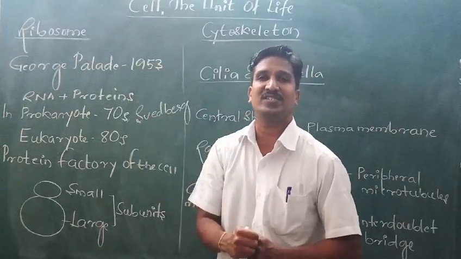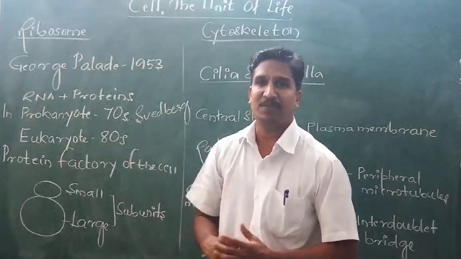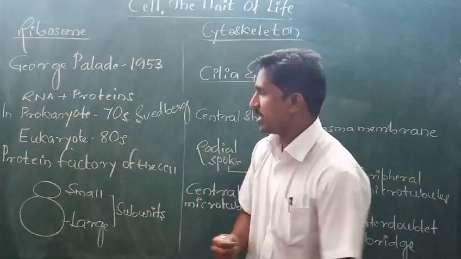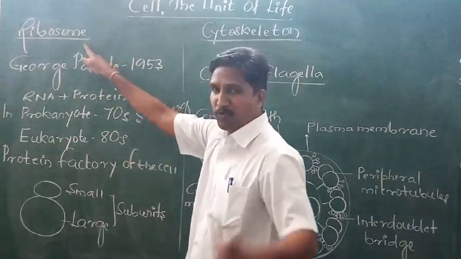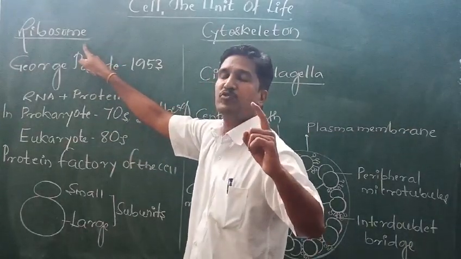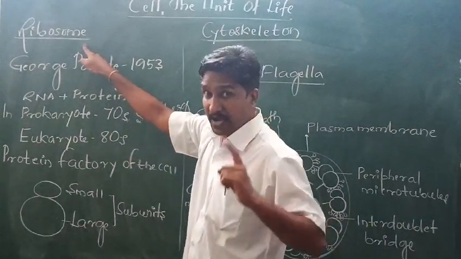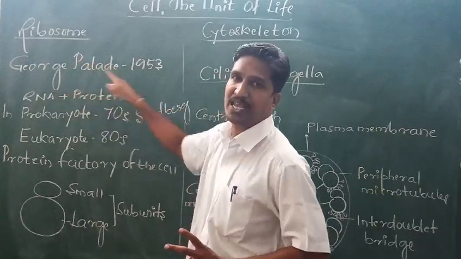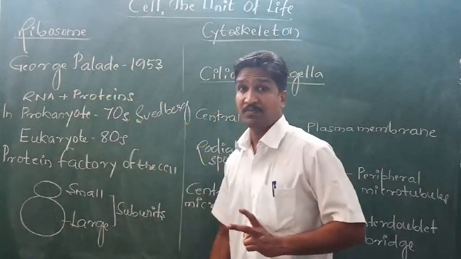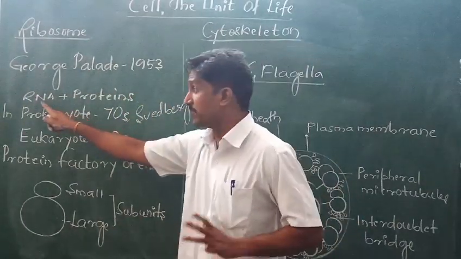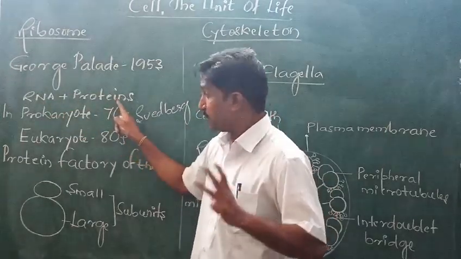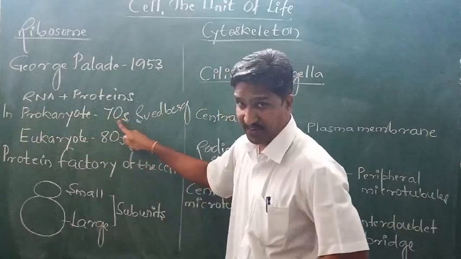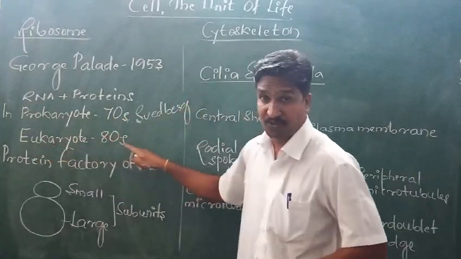Only regular students can crack NEET because they keep these points in mind. So let me tell you once again what you are studying about ribosomes. Point number one, ribosomes are membrane-less cell organelles. Point number two, they were discovered by George Palade in the year 1953, and they are mainly made up of RNA as well as protein. And ribosomes are of two types: in prokaryotes they are 70S and in eukaryotes they are 80S.